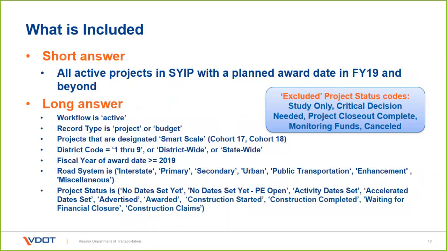But the main thing here is what we're excluding: if it's a study only or if there's a critical decision needed, project closeout is complete, if we're just monitoring the funds or the project's been canceled, we're not going to include that on this dashboard. So basically, if it's a project going through construction, and it's going to be awarded in 19 or later, that's what we're going to be measuring on this dashboard.